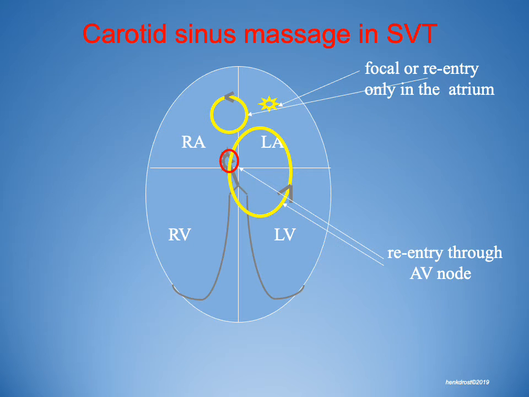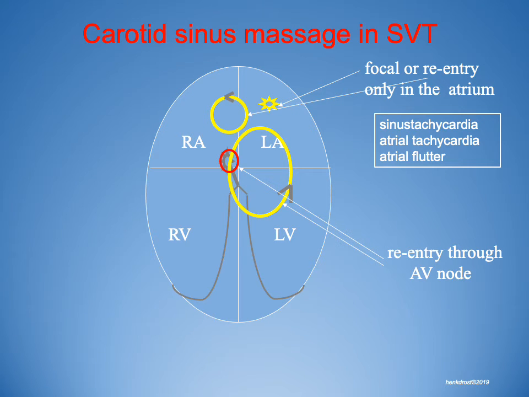Helpful in analyzing supraventricular tachycardia can be carotid sinus massage. The SVT can occur focal or re-entry in the atrium, and that's the case in sinus tachycardia, atrial tachycardia, or atrial flutter, or the SVT is caused by a re-entry through the AV node, which you can see in AV re-entry tachycardia or AV nodal re-entry tachycardia.